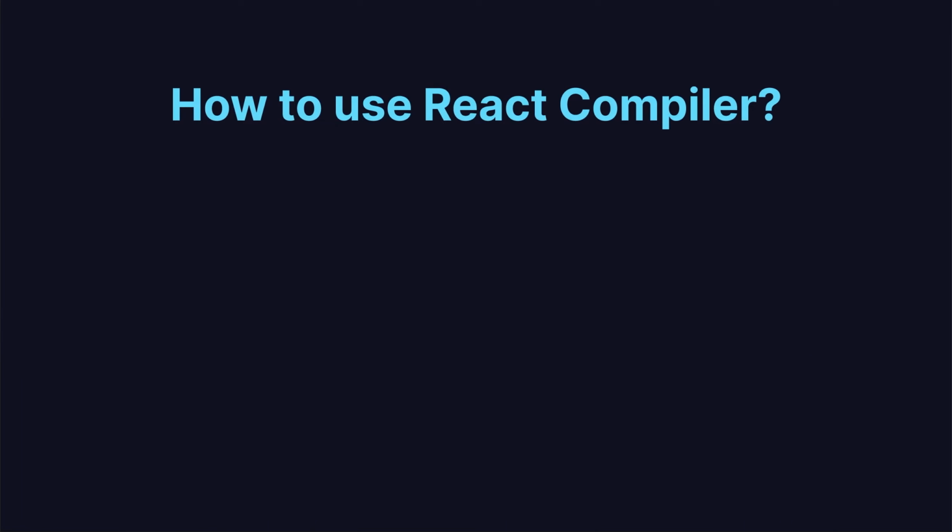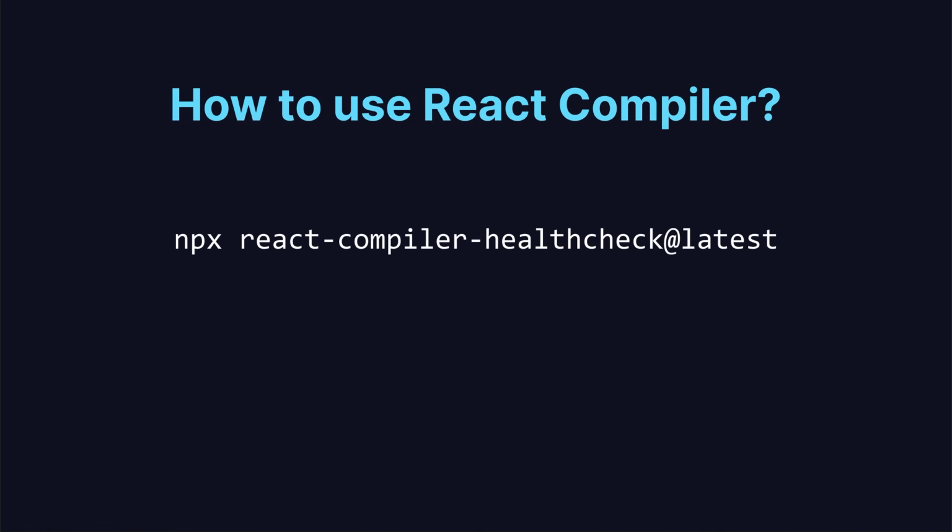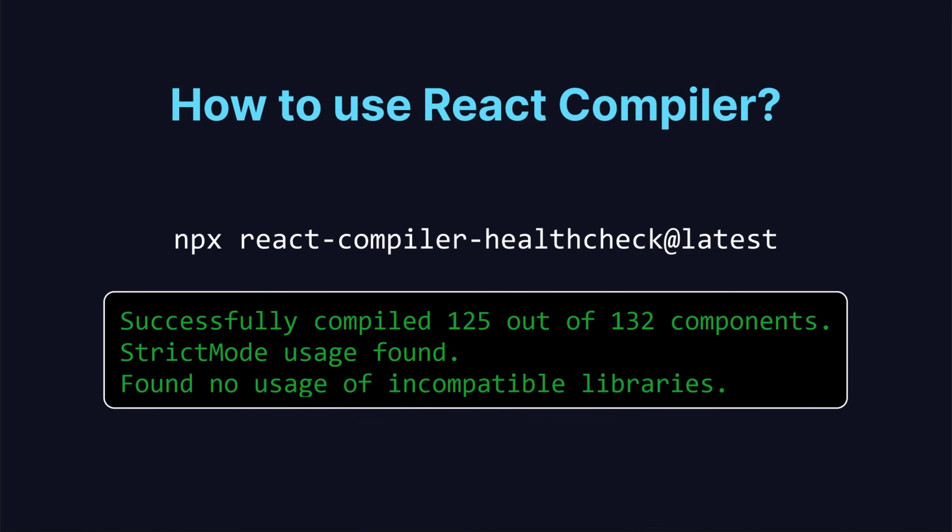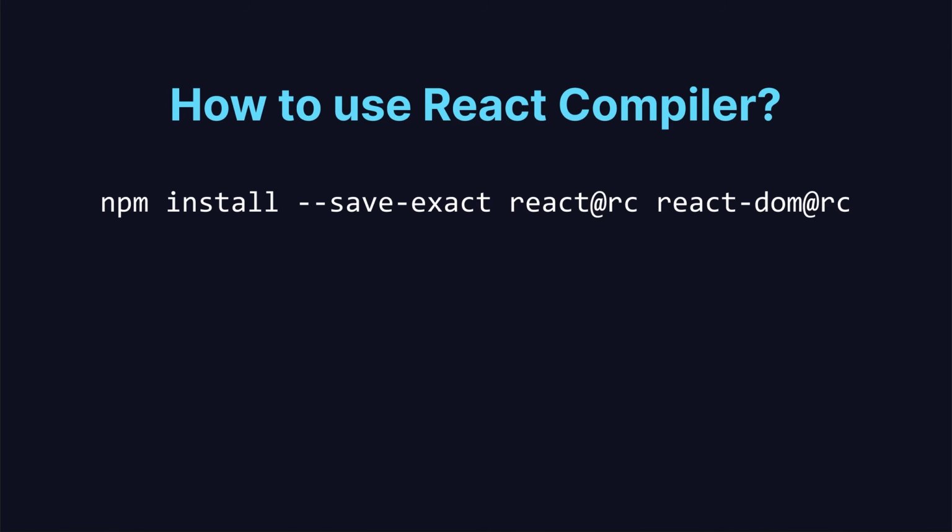Let's move on to how you can use the React compiler yourself. You can start by checking how much of your codebase is compatible by running this script. It will print the number of components that can be optimized, and it will also print some well-known incompatible libraries like mobx. I ran it for one of my projects and this was the output. Looks good to me.